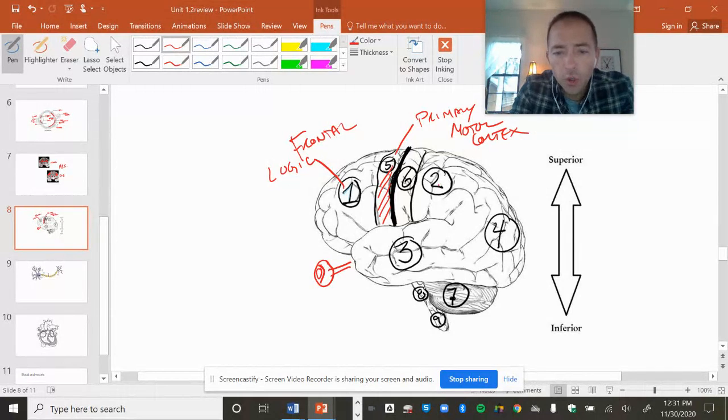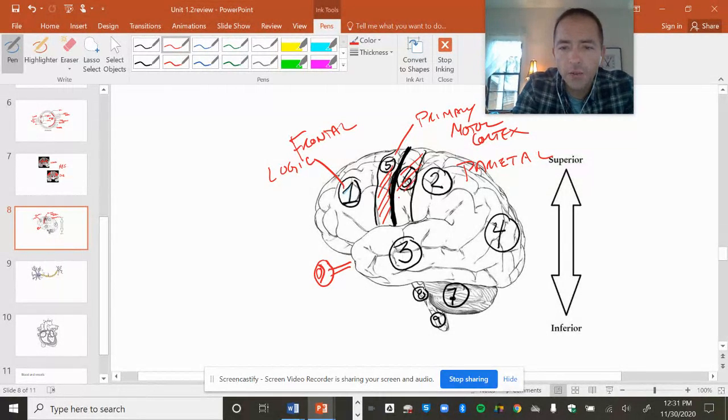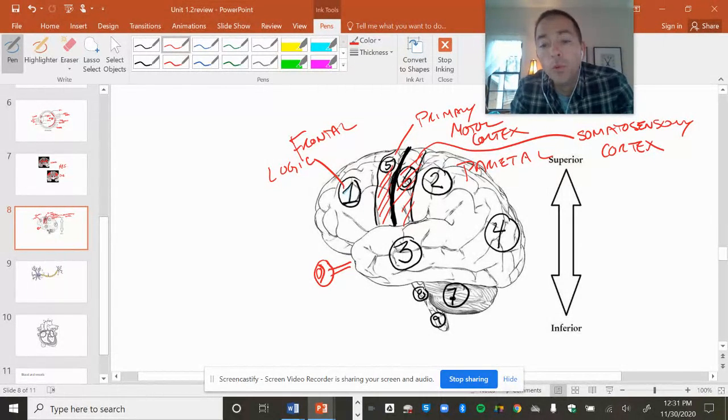And number two, the next part, is the parietal, which is going to do a lot of sensation components. And specifically, a lot of your touch sensation is going to come in at number 6, which is the somatosensory cortex.